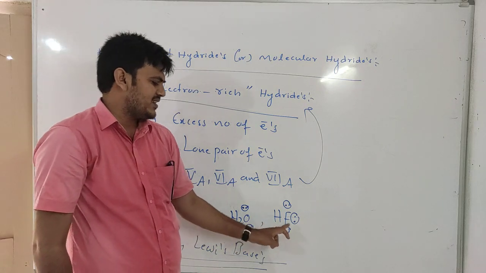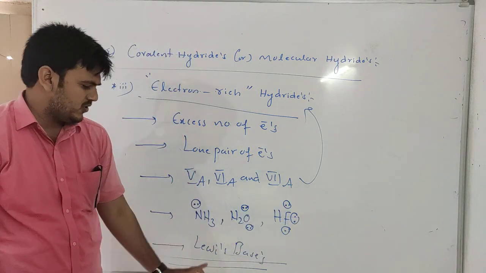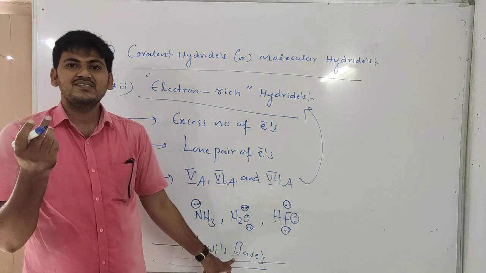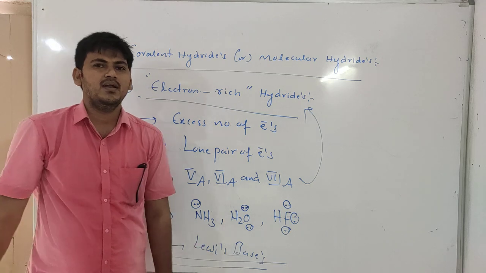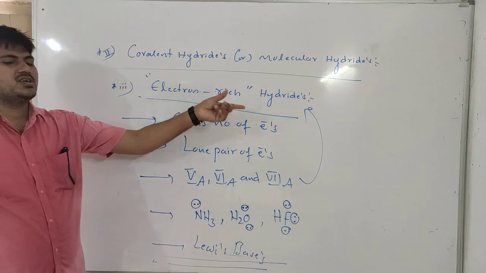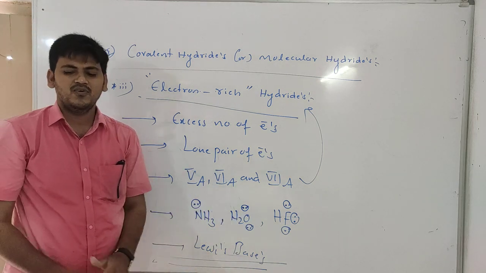So in hydrochloric acid, the central atom is chlorine, and chlorine has three lone pairs. So this is also a lone pair donor. So Lewis base. So Lewis acid is a lone pair acceptor, and Lewis base is a lone pair donor. So these are electron-rich hydrides, and the best examples of electron-rich hydrides: ammonia, water, hydrochloric acid.